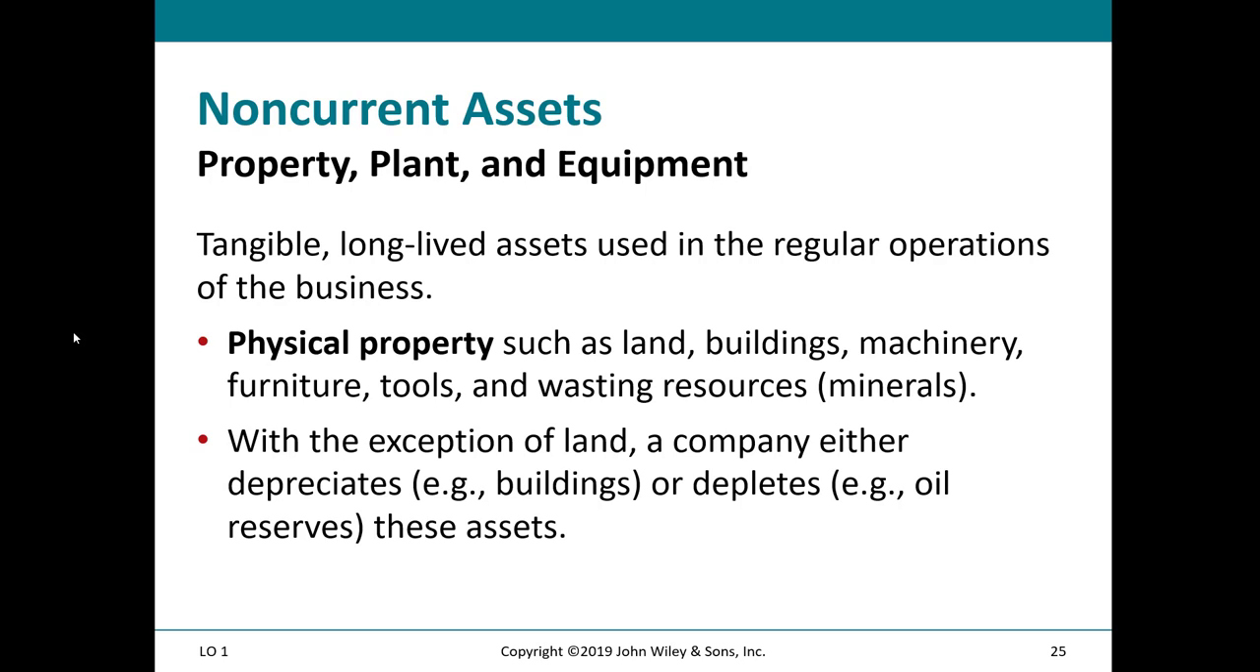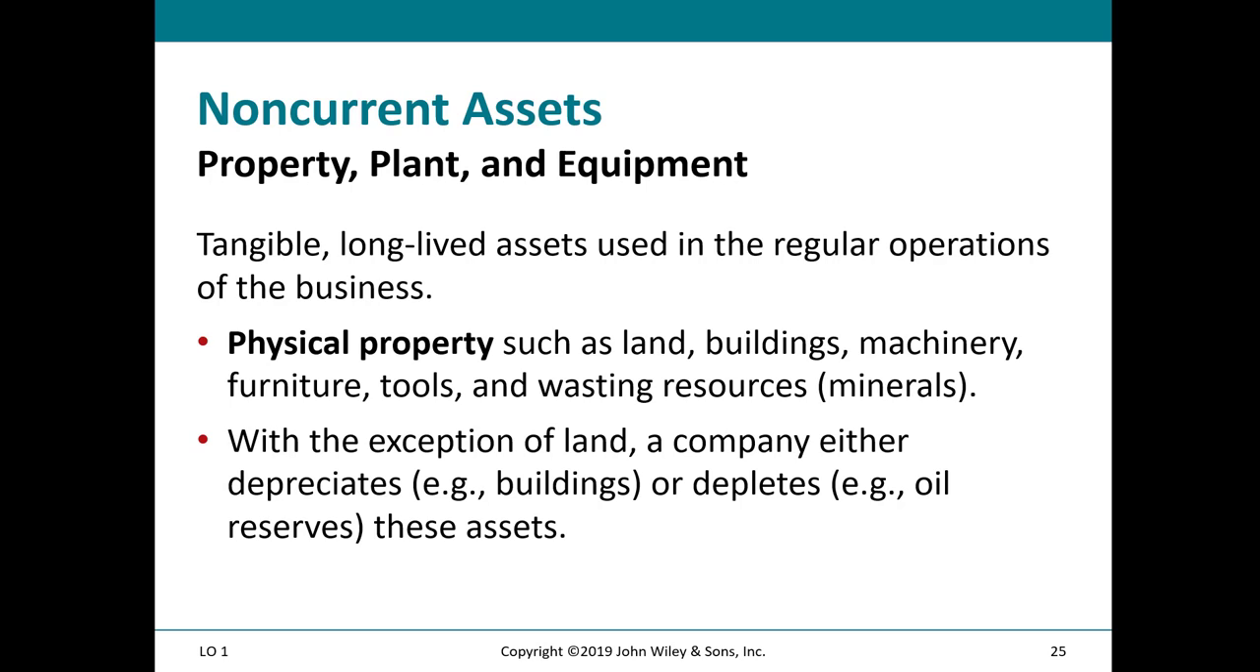The next category on our balance sheet is property, plant, and equipment. Property, plant, and equipment are those tangible, long-lived assets that are used in the regular operations of the business. So if you have land that you're not using, that would not be in property, plant, and equipment. That would be in the investment section.